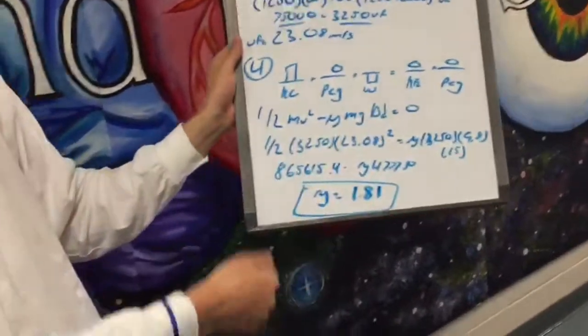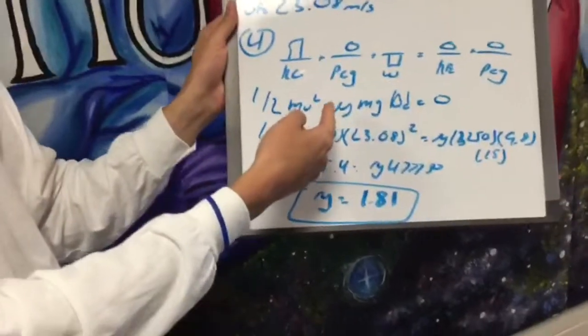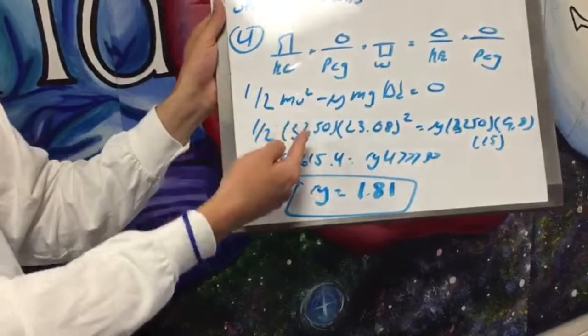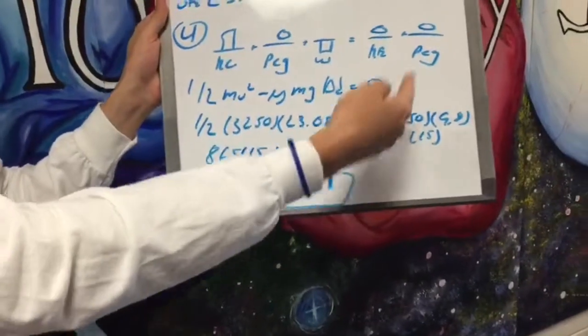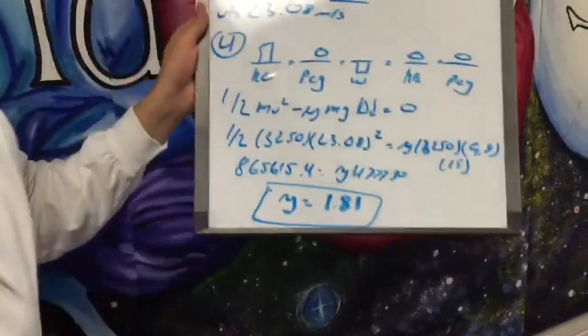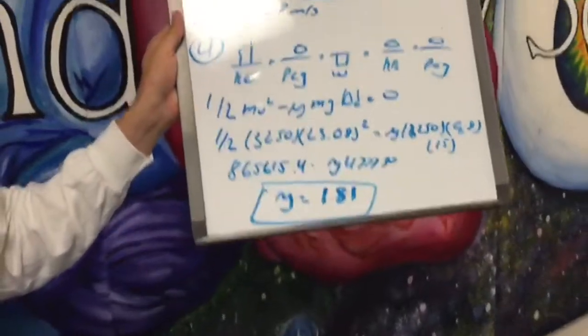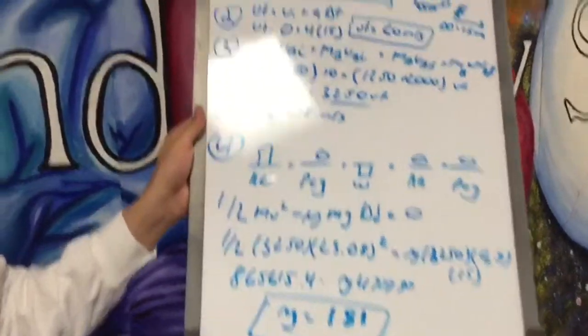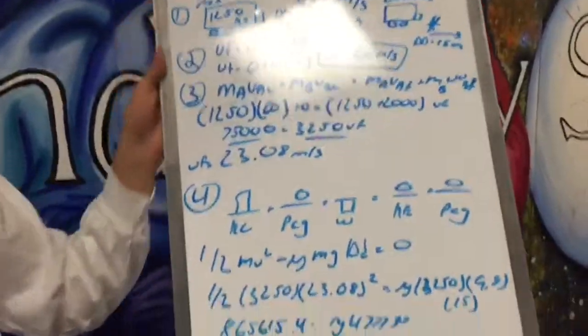Now, what we're going to do is go into the bar chart work. 1/2 mv squared minus mu mg delta d equals 0. Mu is the coefficient of friction, m is mass, g is gravity, and the normal force is mass times gravity, and delta d is the distance. You got this? And that's how you do a beautiful problem in physics.